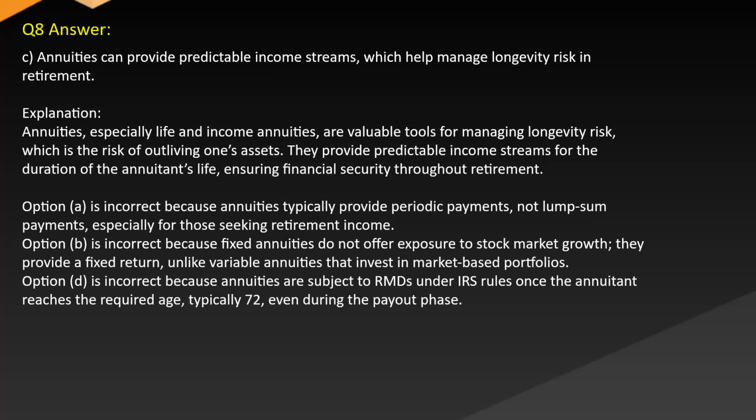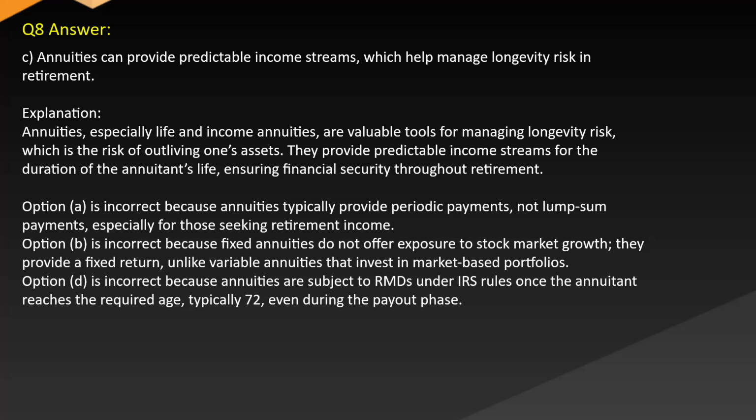Answer: C. Annuities can provide predictable income streams which help manage longevity risk in retirement. Explanation: Annuities, especially life and income annuities, are valuable tools for managing longevity risk, which is the risk of outliving one's assets. They provide predictable income streams for the duration of the annuitant's life, ensuring financial security throughout retirement.